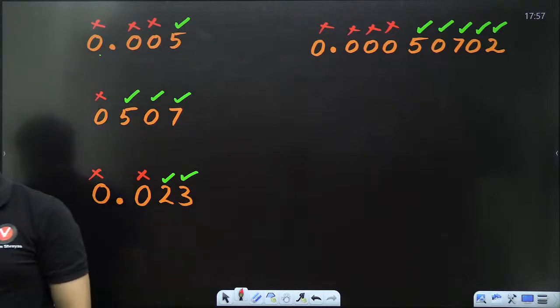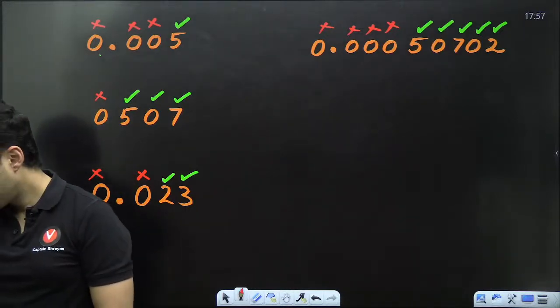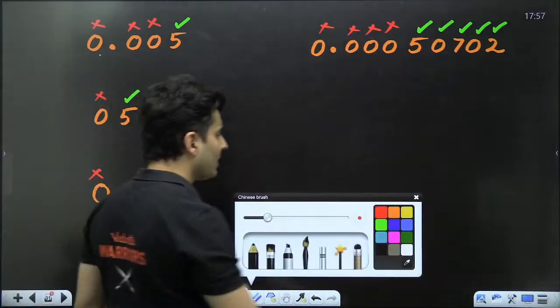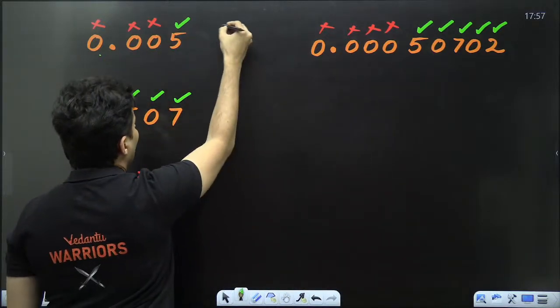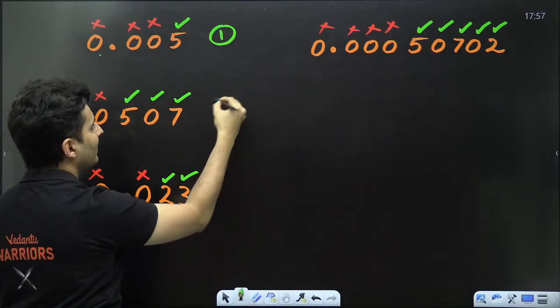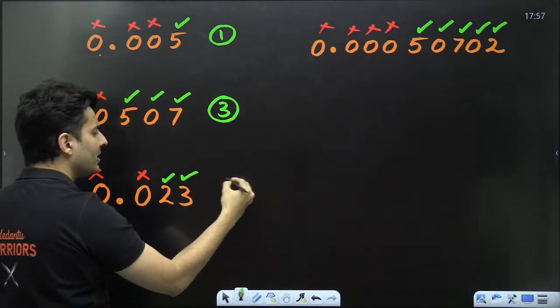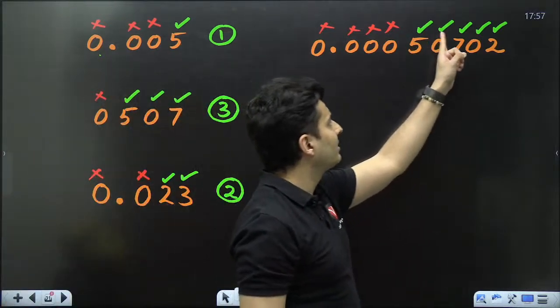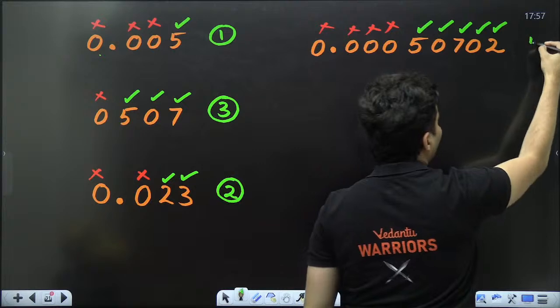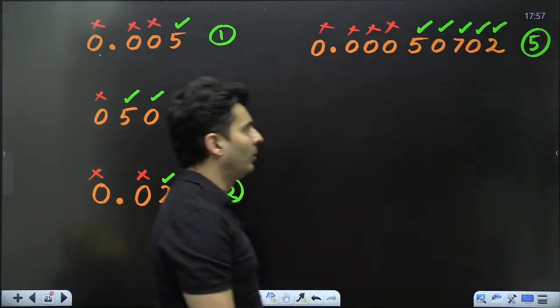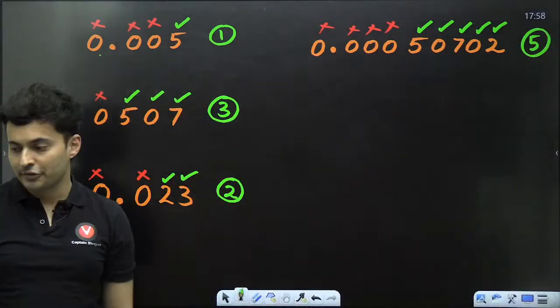Is this part very clear? So how many significant figures are there? 1. How many significant figures? 3. How many significant figures? 2. How many significant figures? 1, 2, 3, 4, 5. So 5 significant figures over here.